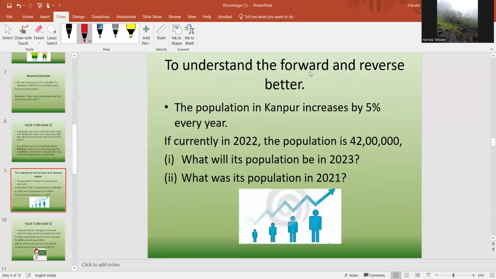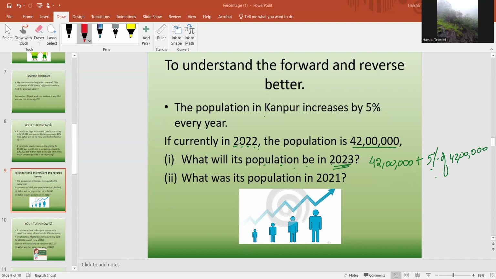Now let's understand some forward and reverse examples a little better. Population in Kanpur increases by 5% every year. Suppose currently in 2022, the population is 42 lakh people, what will its population be in future? Whenever we want to find the future, we go ahead with the normal plus sign. That's pretty easy. 42 lakh plus 5% of 42 lakh. That is simple calculation. You can use your calculator, 5 by 100 of 42 lakh.